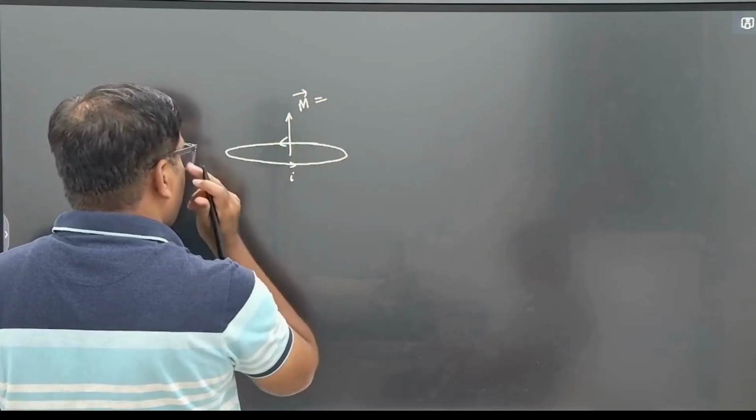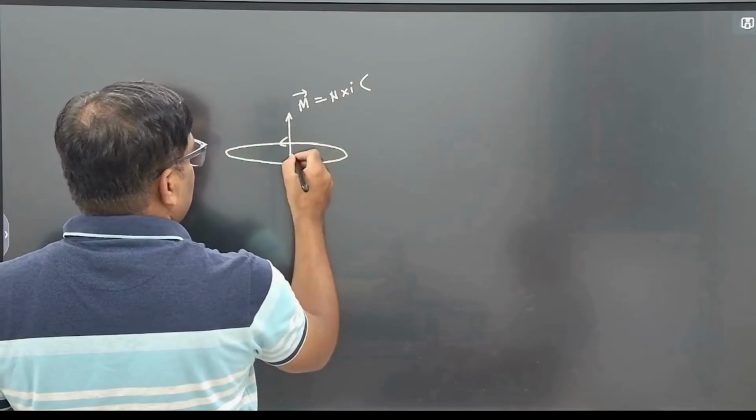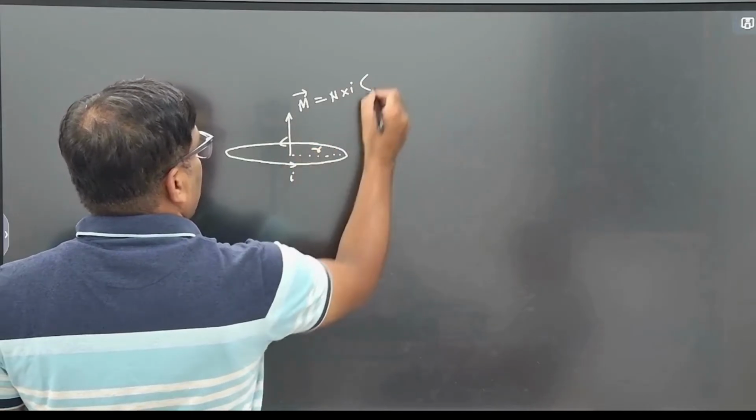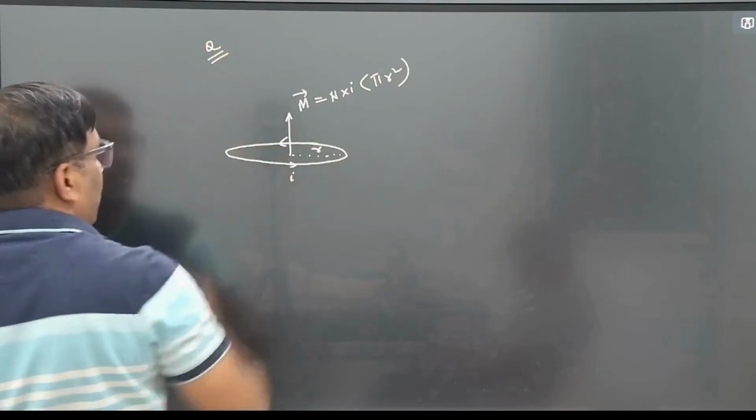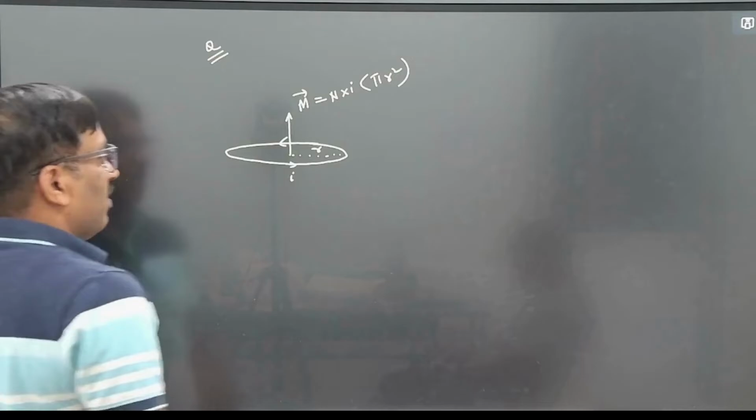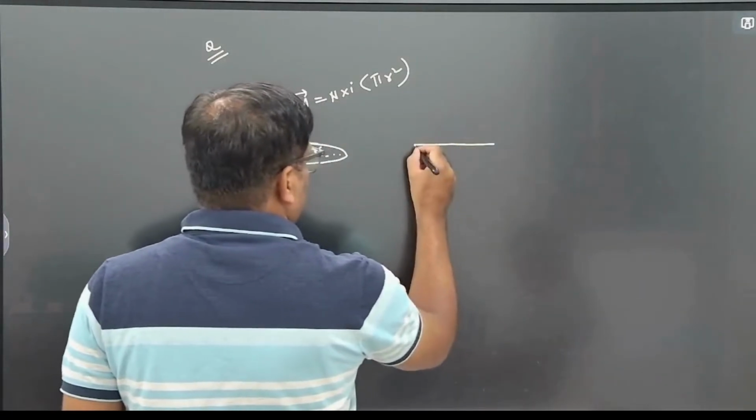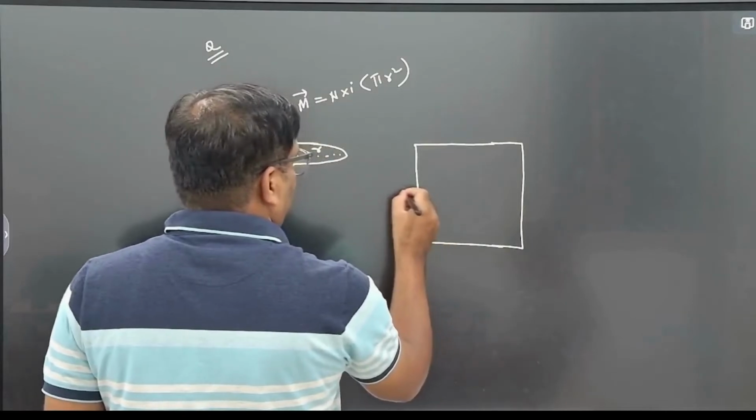So what is the formula here now? Number of turns into current into area; if the radius is R, that is pi R square, this will be the dipole moment of your current carrying circular coil. Even in all situations, you have to calculate the area only. So this is one square coil, therefore here I.